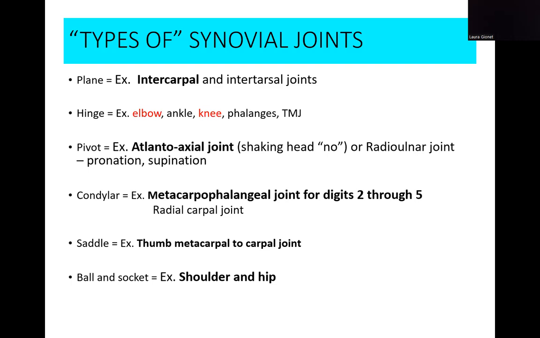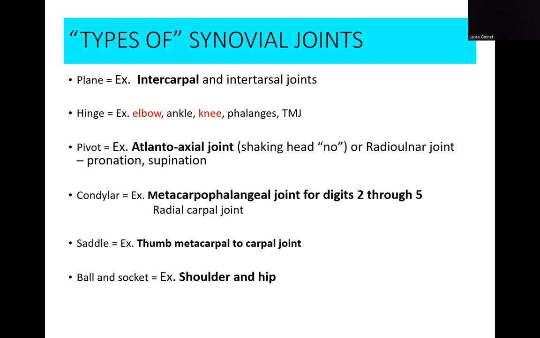Okay, other types of movements in the synovial joints, because we can describe the types of movements in synovial joints rather specifically. They are generally plane, hinge, pivot, condylar, saddle, and ball and socket. And so I'll explain how these work.